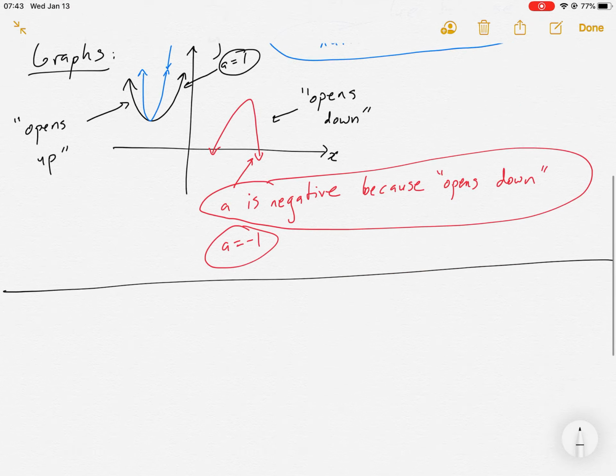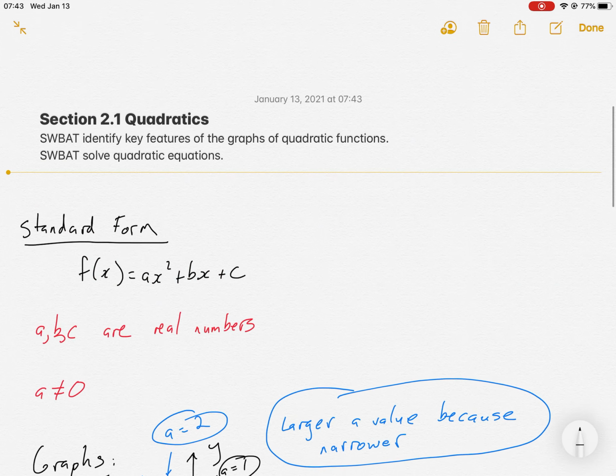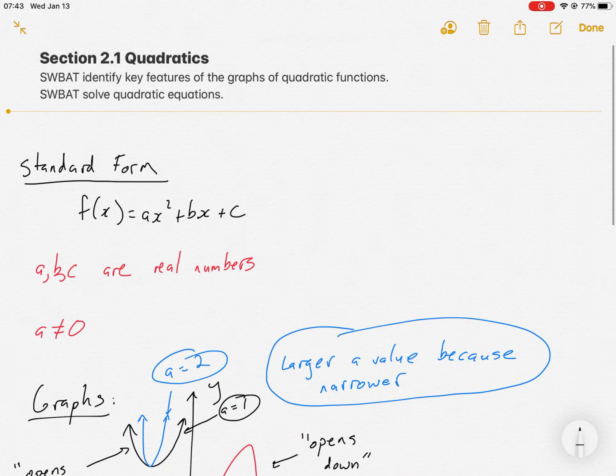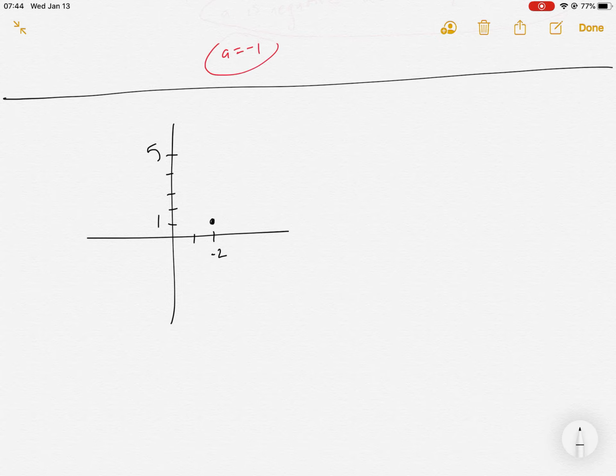All right, let's look at a more specific example just so we can identify some key features of the graphs of parabolas, which is my first objective, being able to identify key features. So let me actually do a graph of a parabola. Let's say it is over here. And then let's say it does this. Okay, obviously not drawn to scale, but let's say this is my parabola.